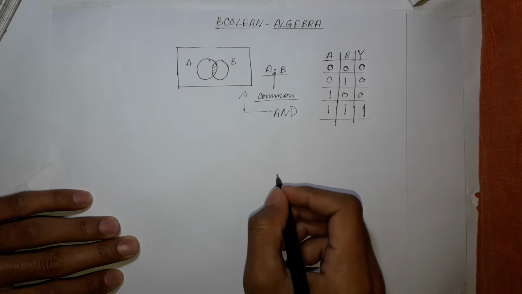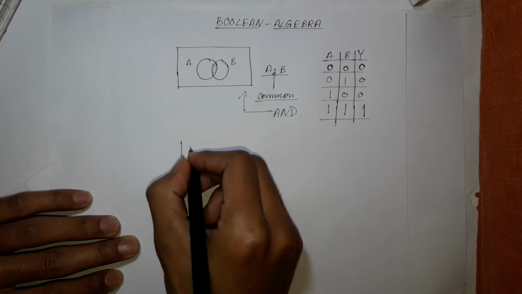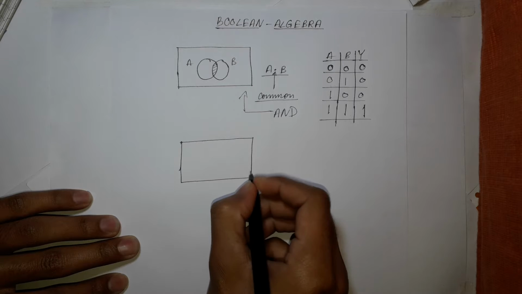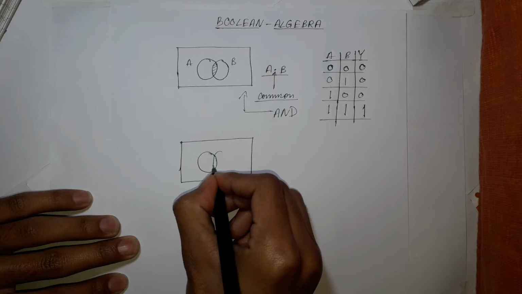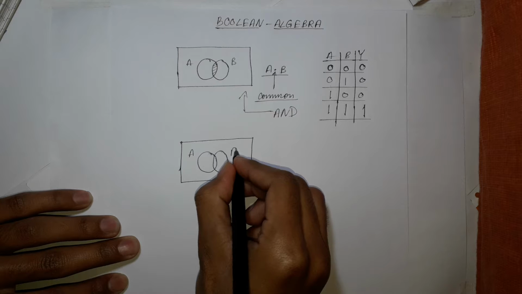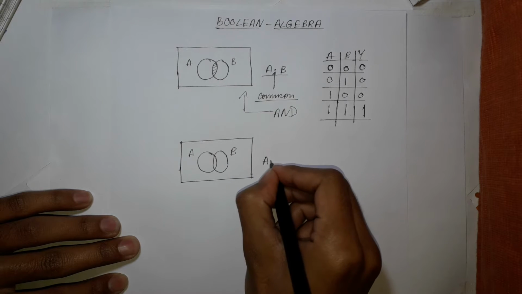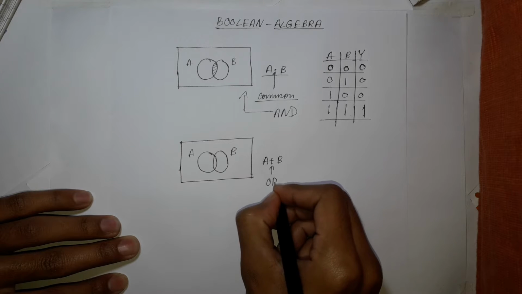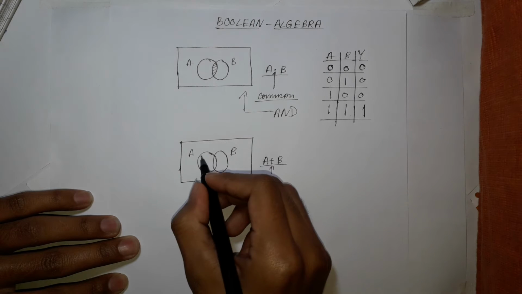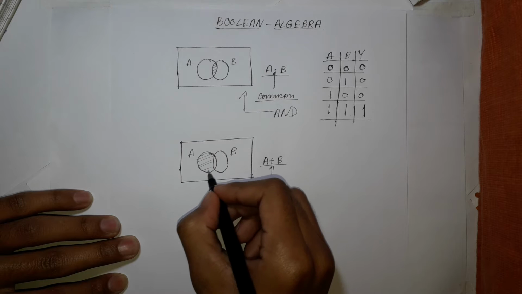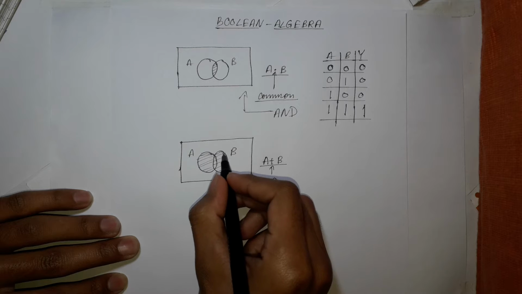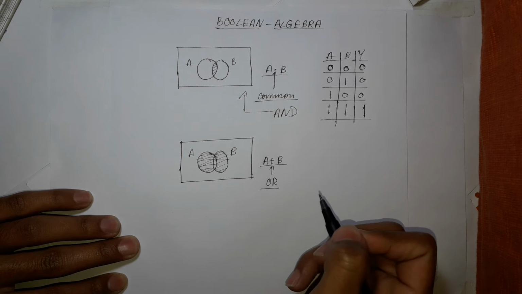Now let's move on to the next one, that is the OR gate. So here we have a Venn diagram and here we have our two inputs once again, A and B. Now what is represented by this? This is known as OR, A or B. That means the whole portion, this whole portion comes under A or B.